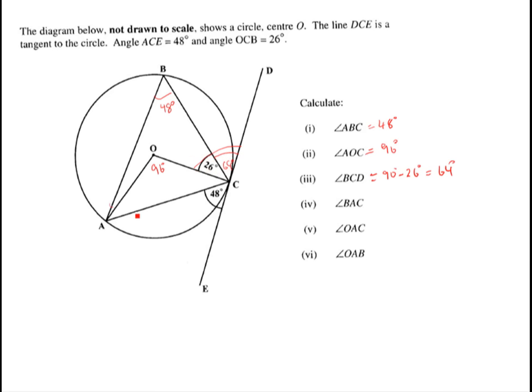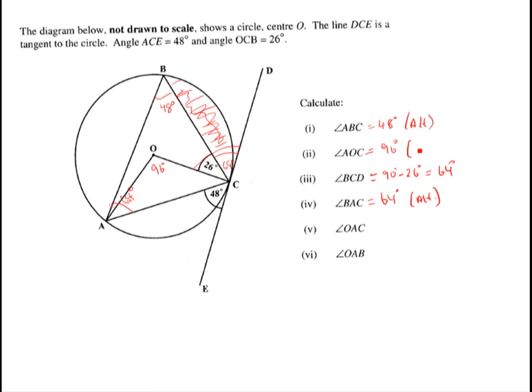Now BAC, this angle right here, is what? This is chord BC. Looking at this segment, the angle in the minor segment is 64 degrees. The angle that this chord subtends at the circumference in the major segment is the same as the angle between the chord and the tangent in the minor segment. So this is 64 degrees. Angle BAC is 64 degrees. And of course, put the reason: alternate segment theorem. This one was also alternate segment theorem.